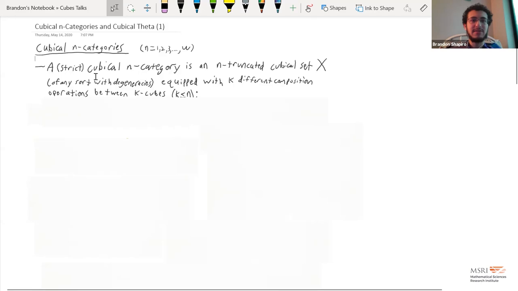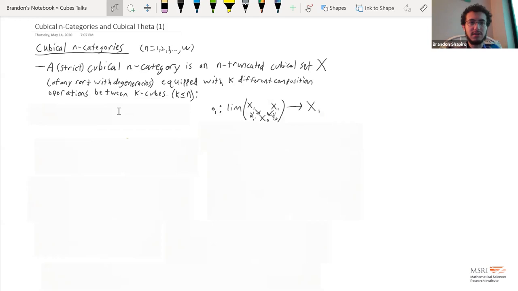First of all, we're going to be talking about strict cubical N categories. It is an N truncated cubical set of any kind equipped with K different composition operations on the K cubes. By N truncated cubical set, I just mean we only have sets of cubes up to dimension N. We don't worry about anything higher than that. And when I say any sort with degeneracies, I mean we can have connections, we could have diagonal symmetries and such. Though for most of the talk, we're going to focus on when we only have degeneracies and connections. So what do I mean by composition operations?